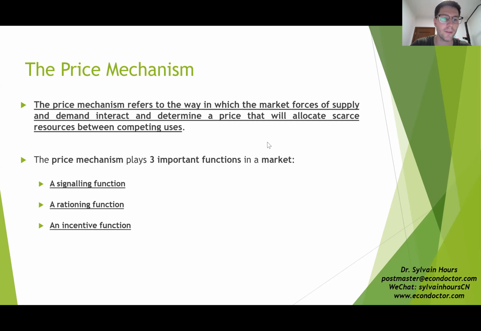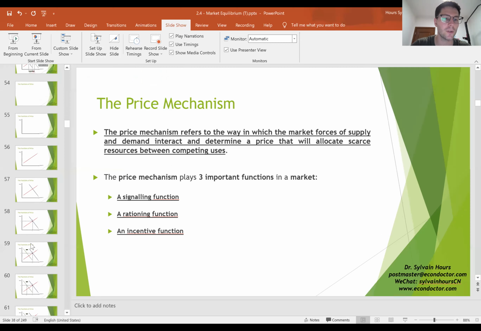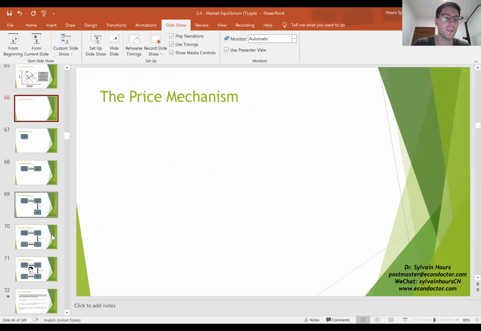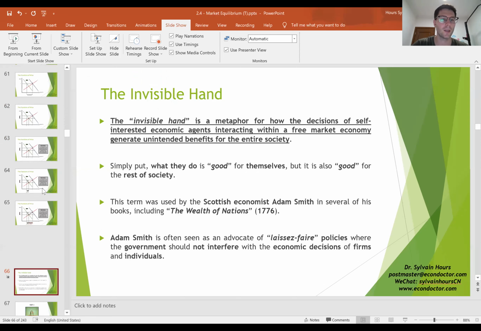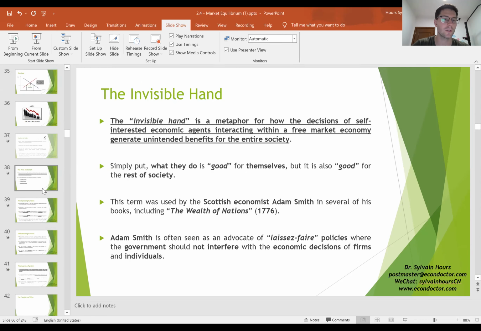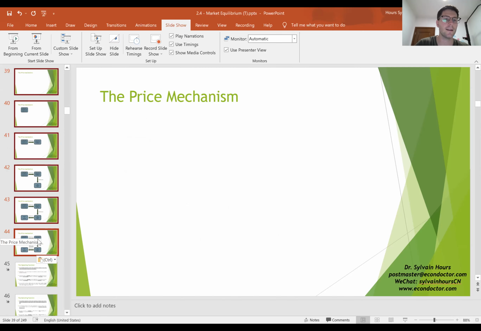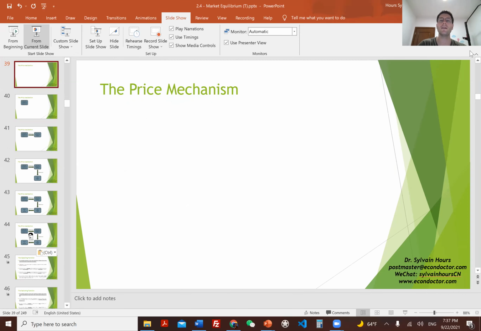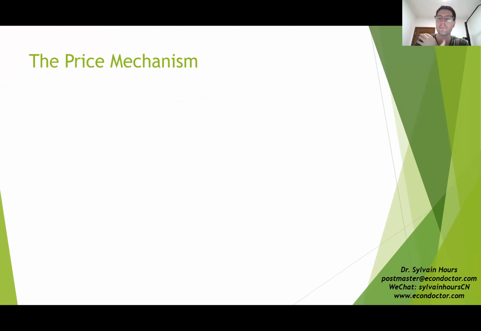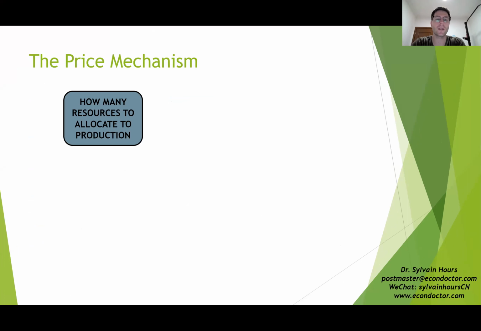But before we talk about those three functions, I'd like to show you, actually, I should move it. Let's move it because I think it would be better to put it just there. I'll change things a little bit. Yeah, so there is a very simple way to illustrate that. Okay, so remember, we have to decide how many resources to allocate to production. That's one of the key questions that we have to answer.